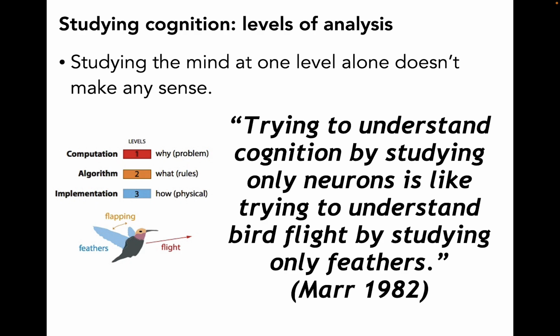The only way to really understand how a bird flies is to actually observe it behaviorally, like what's the purpose of flying, right? That's your computational level description. Work out the algorithm, so how does it actually keep itself aloft? And then finally, you can look at the neuroscience or the physiology of bird flight, and that will give you a complete understanding of the system. And so this is the approach we're going to apply to cognition in this course.